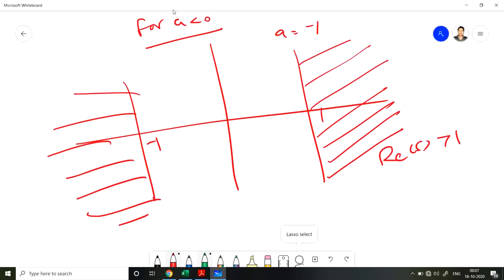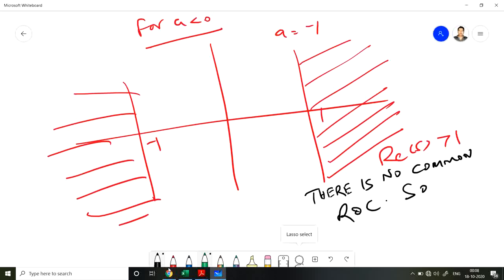Now we can see that there is no common ROC. So for a less than 0, the Laplace transform is not possible.